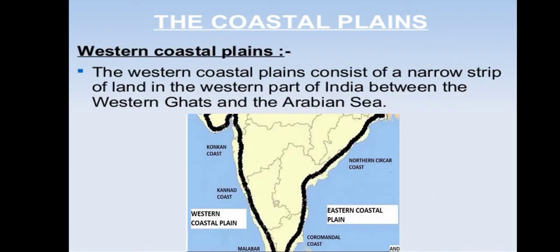Now, western coastal plains. The western coastal plains consist of a narrow stripe of land in the western part of India between the Western Ghats and the Arabian Sea. So, towards the west of India lies the Arabian Sea. So, the narrow stretch of lowland between the Western Ghats and the Arabian Sea forms the western coastal plain. And kids, the temperature in the coastal plains is moderate. That is, neither too hot nor too cold.